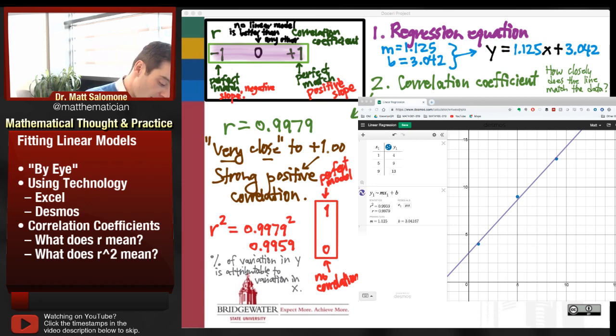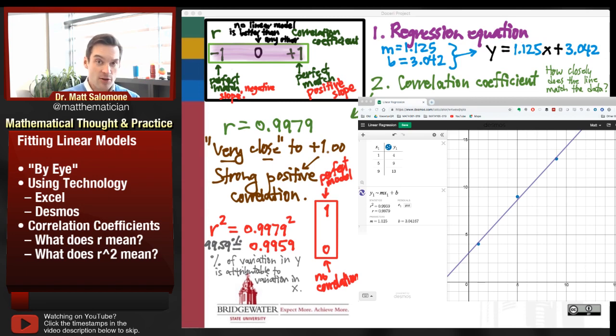So in this example, 0.9959, which another way to understand that number is that it's 99.59%. 99.59% of the variation in y is attributable to the variation in x. So there's less than 0.5% of the variation in one of these quantities that's not explainable by the variation in the other. So we've captured almost everything that there is to know about the relationship between x and y just in this one simple model equation. That's what the correlation coefficient of 99.59% is telling me.